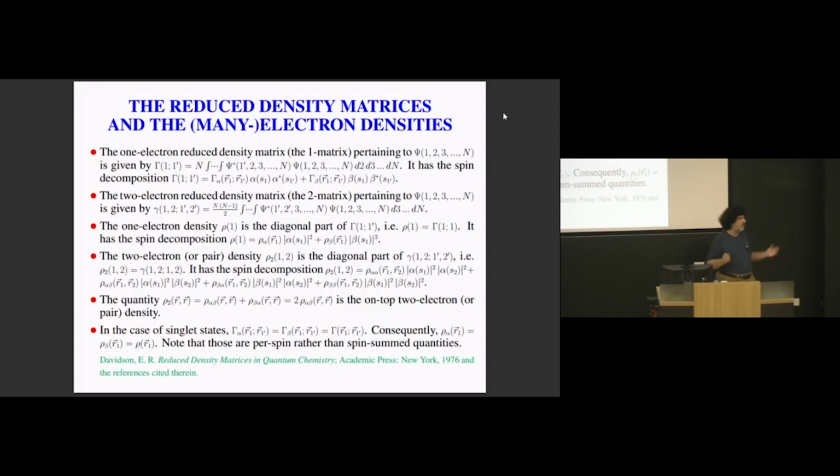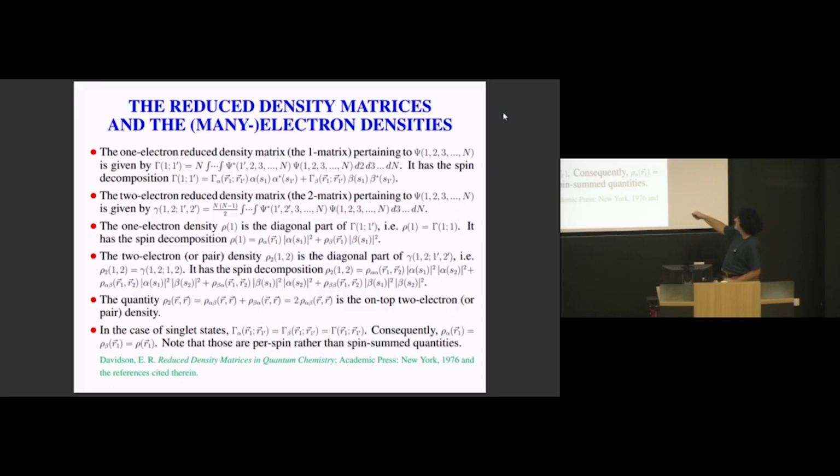Chemists are lazy people like everybody else, so we call it 1 matrix, simply. If we do the same thing, but we integrate positions and spin coordinates of particles 3 till N, multiplied by the number of pairs of particles, this is the so-called 2 electron reduced density matrix or 2 matrix. Now we can look at the diagonal parts of it, which means that we are equating 1 prime with 1. Those are called 1 electron density and 2 electron or pair density, and they can be decomposed into spin components.